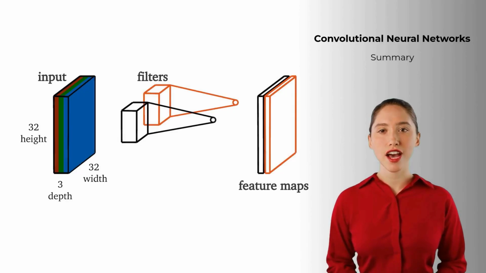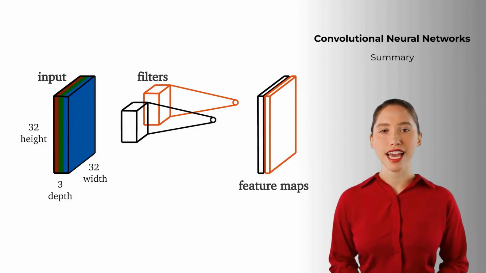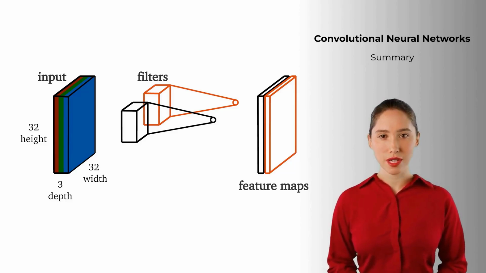So there you have it, convolutional neural networks, translation invariance, weight sharing, feature maps, and all the supporting operations that make CNNs the workhorses of modern image and signal analysis.